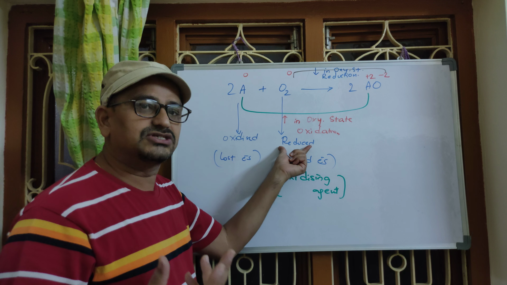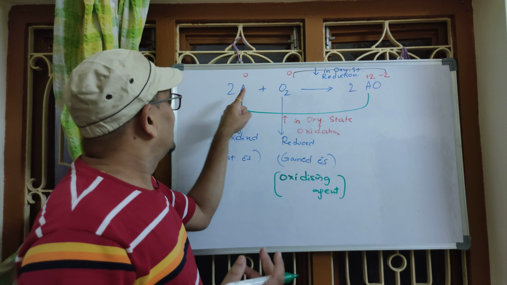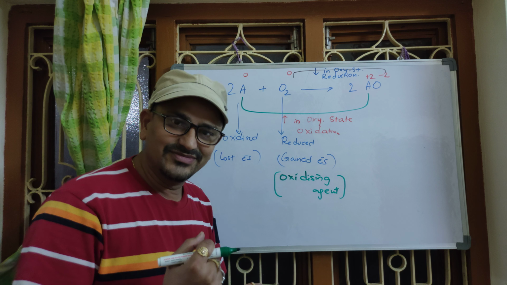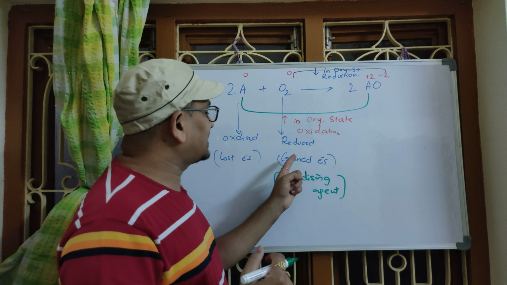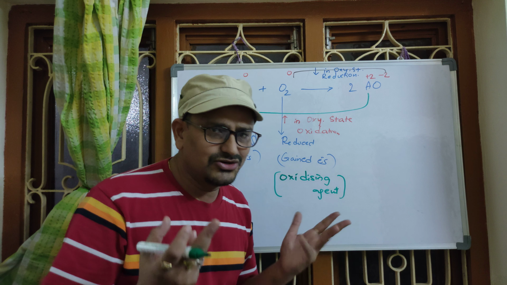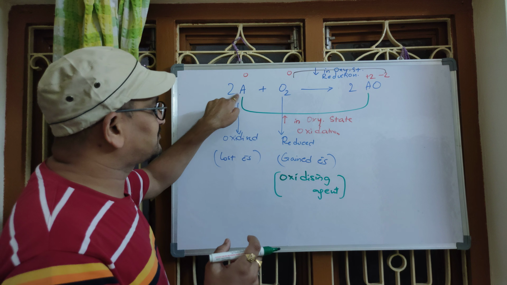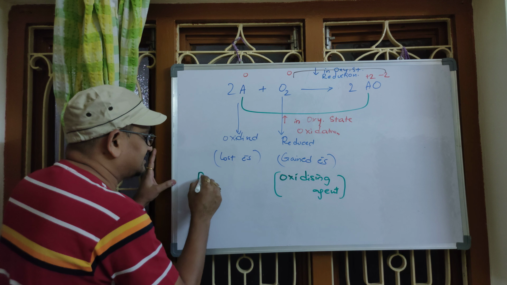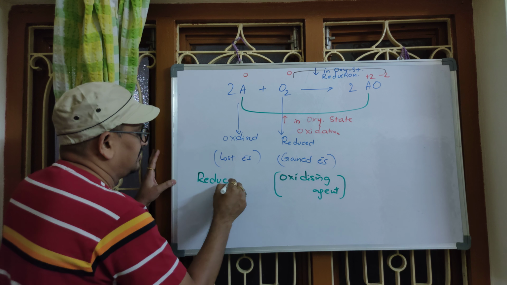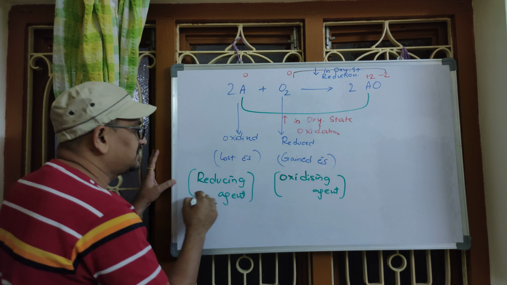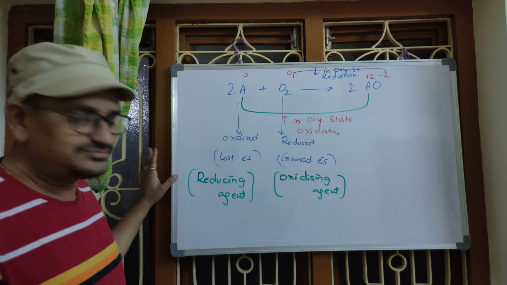Where from did oxygen gain electrons and get reduced? Who is giving electrons to oxygen? A. As A is giving electrons to oxygen, oxygen gets reduced. Otherwise, can it be reduced? No. As this A is responsible for this gain of electrons and reduction, A is called the reducing agent.